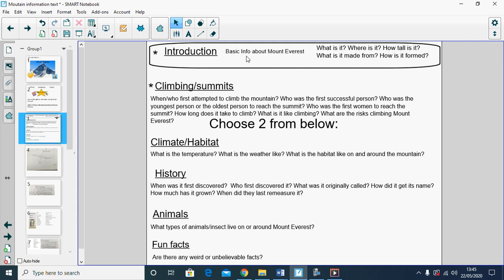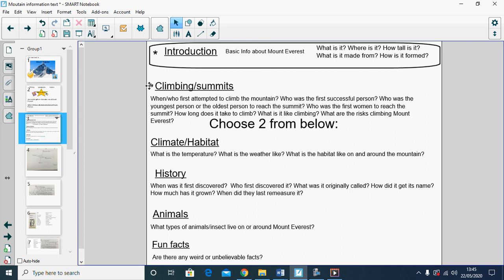As all teachers, we use this phrase: imagine an alien is going to pick up your information text. They've got no idea what a mountain is, they've never heard of it, and they don't know where it is. So it needs to introduce the topic, it needs to explain what Mount Everest is. So you'll answer these type of questions: what is it, where is it, how tall is it? Could answer what it's made from, what rocks is it made from, and how is it formed. Okay? So that's the first bit that you need to research.